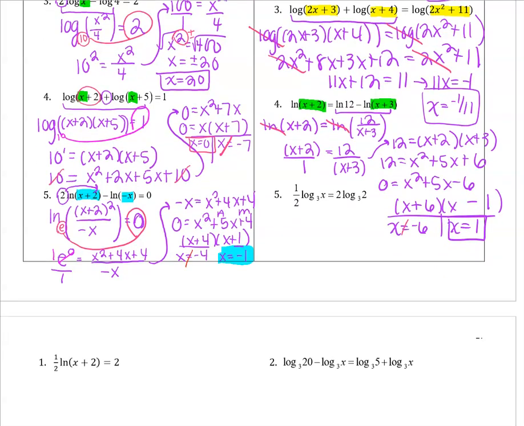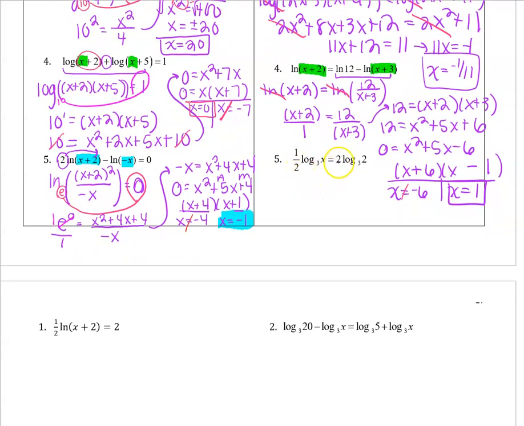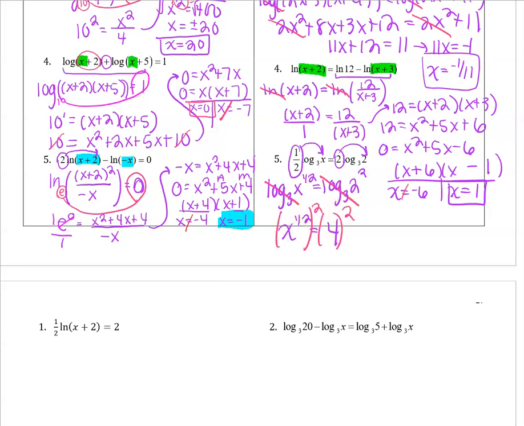All right, last one, and then we'll mix it all up. So for number 5, you have to make sure you are condensing your logs first before you start dropping stuff. So I have to move those coefficients to the exponent location first. Okay. Log base 3 equals log base 3, so drop those. So I'm ending up with x to the 1/2 equals 4, because 2 squared is 4. Now I can raise both sides to the second power to undo that 1/2, or square root if you want to think about it that way. And you'd end up with x is equal to 16 as your final answer.